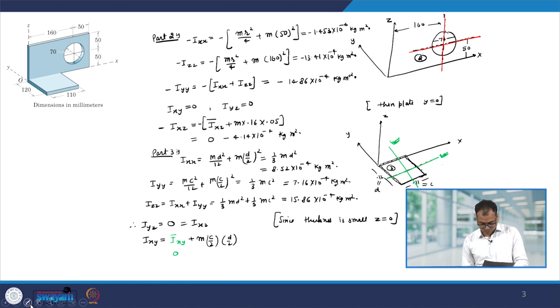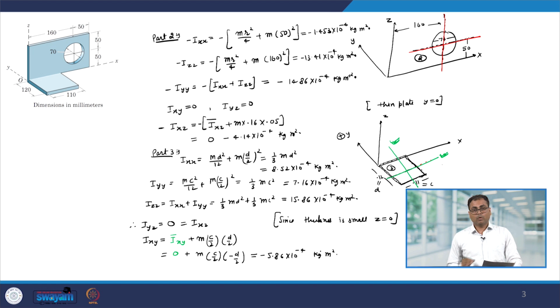So that is equal to 0 plus m is known, and c by 2. Note that d will be minus d here because this is your positive y. The direction of positive y is opposite to the d, so therefore minus d by 2. Now the value of m, c and d is known to us, therefore this comes out to be 5.86 into 10 to the power minus 4 kg meter square. So we have found out the moment of inertia and product of inertia of all three parts.